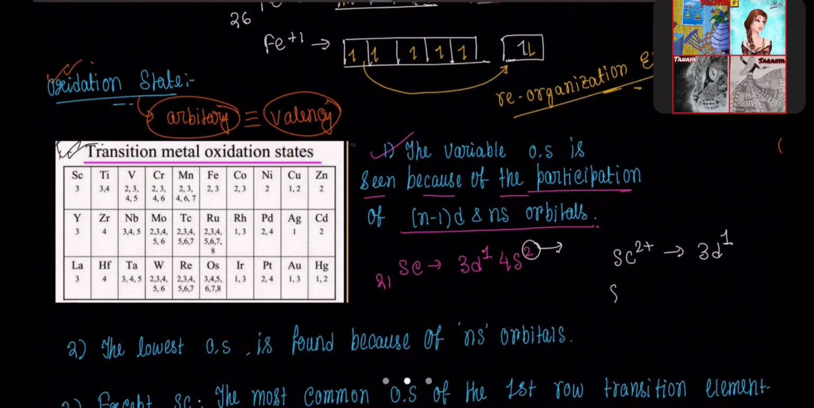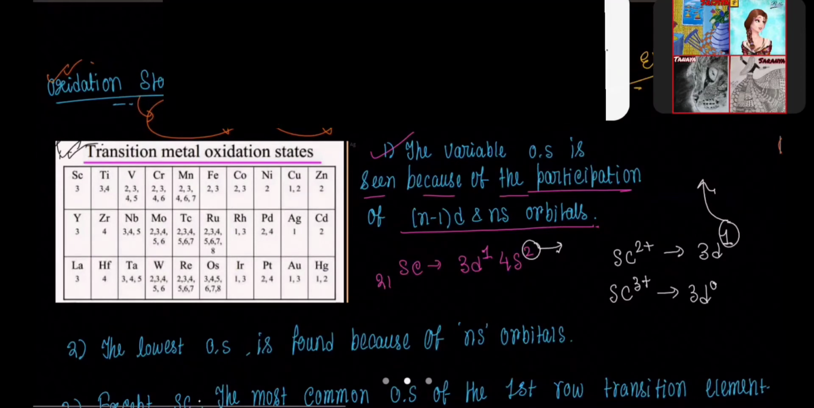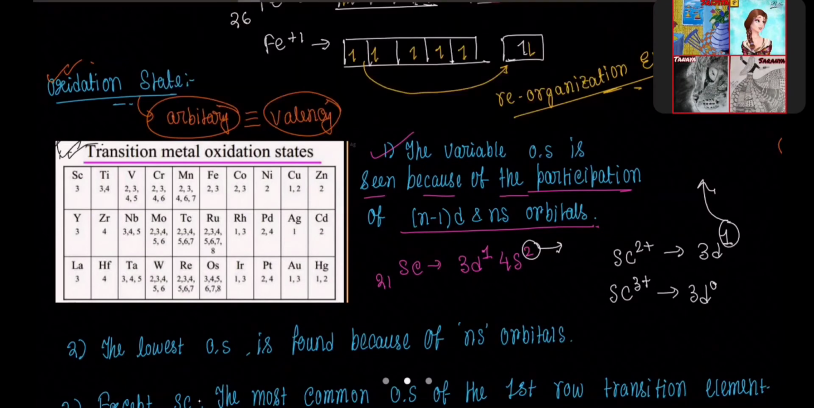But still, if you just think about it, 3d1 is not that stable an electronic configuration. So scandium 2+ is more stable in the 3d0 configuration, where scandium 3+ is there. So the 4s2 electrons go out first, and then the 3d1 electron goes out as well. Together they make this +3 oxidation state. Remember, scandium is the only one that is very stable as +3 oxidation state for the first transition series.